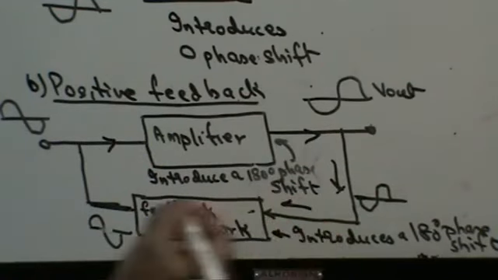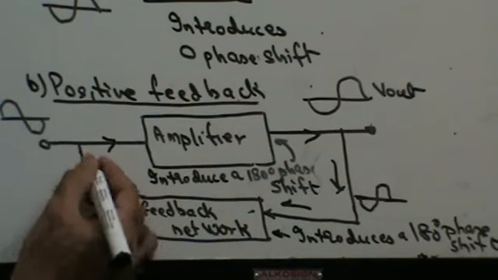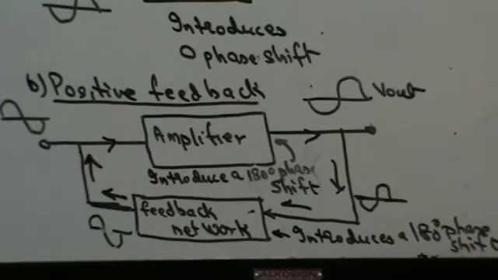Now, the phase difference between the feedback signal and the input signal is going to be 0. So, if the phase difference between the feedback signal and the input signal is 0, then that is called positive feedback. Fine, do we get this thing clear?